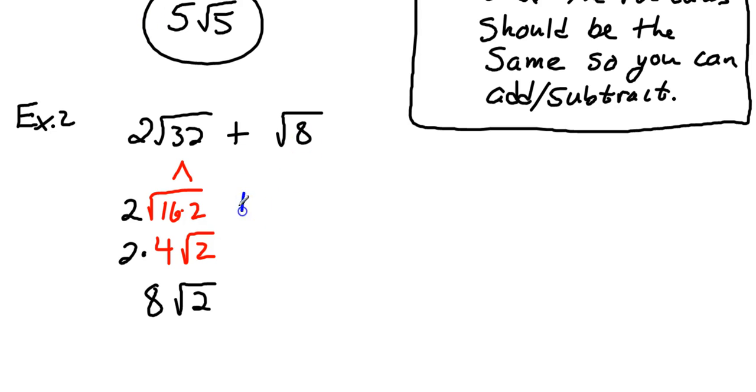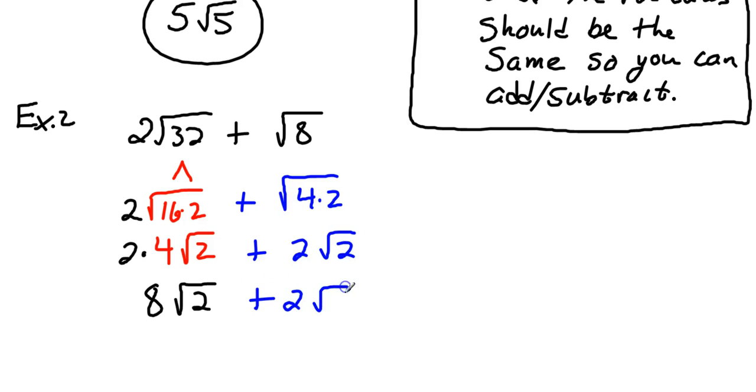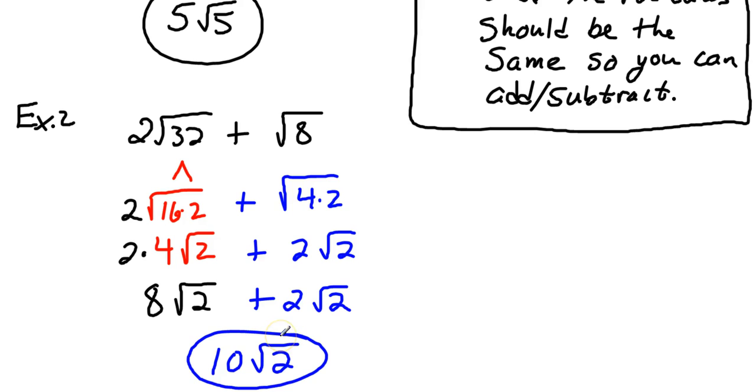Alright, if you take the 8 and break it down, it's 4 times 2, and then the square root of 4 is 2. So, taking the first number, breaking it down with the 2 that's in front, that's 8 square root of 2 plus 2 square root of 2. Do the 8 plus 2, so that makes it 10 square root of 2.